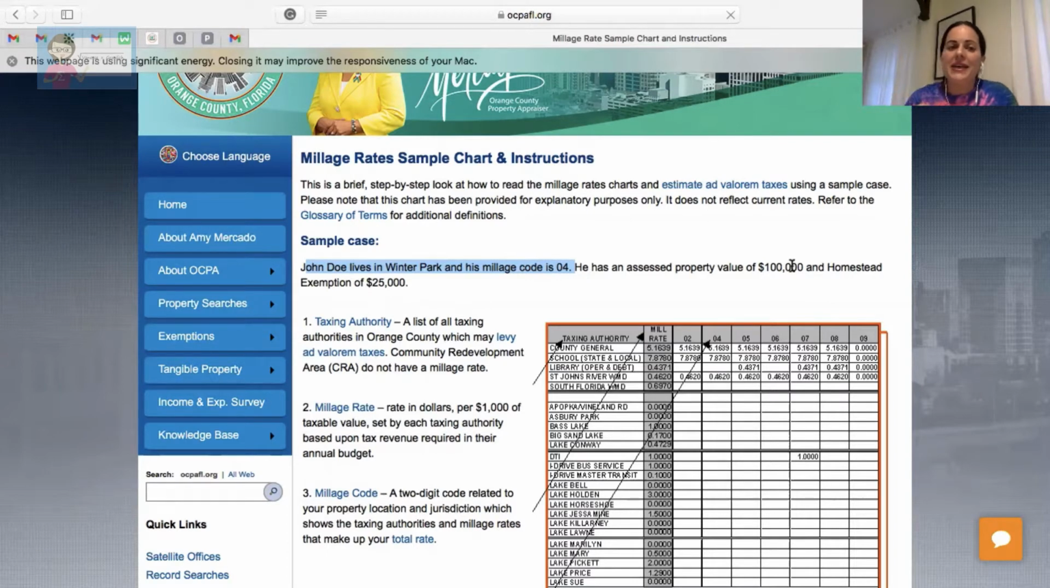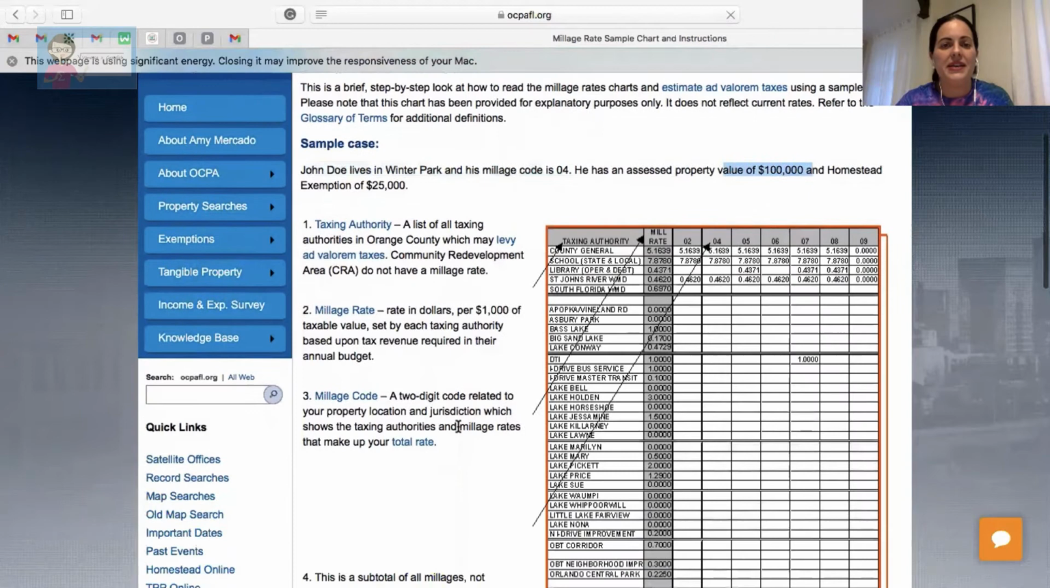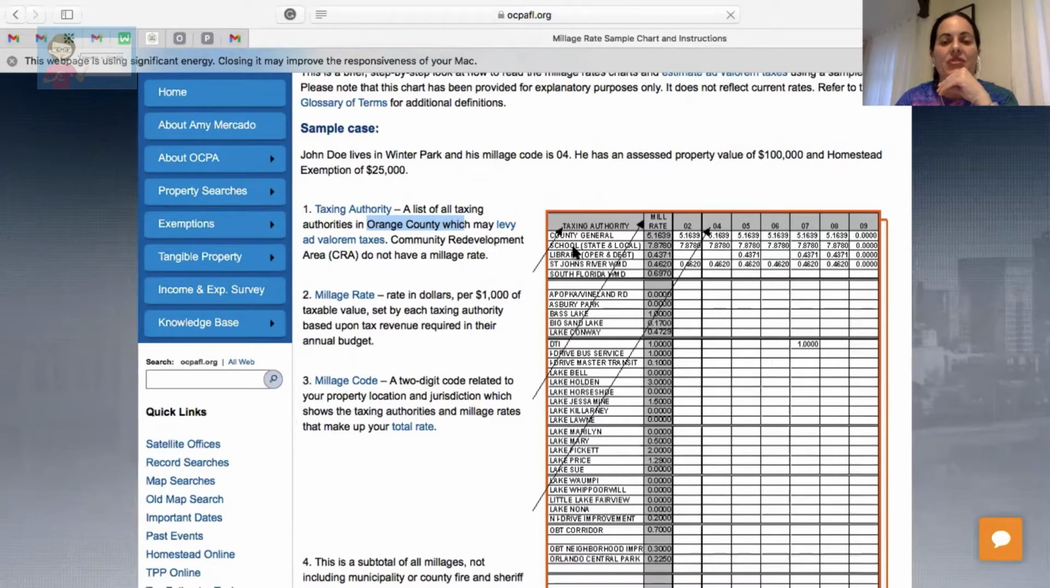Now, we see here that John lives in Winter Park, and he has an assessed property value of $100,000. His homestead exemption is going to be $25,000. Let's see how this works. Look what they say here. The taxing authority is a list of all taxing authorities in Orange County. By the way, if you have to do Volusia, you will have to do Volusia County and so on. This is how you do the county general, the school, look how much the school takes, the state and local, libraries, St. Johns River, and then you can see all of this list.